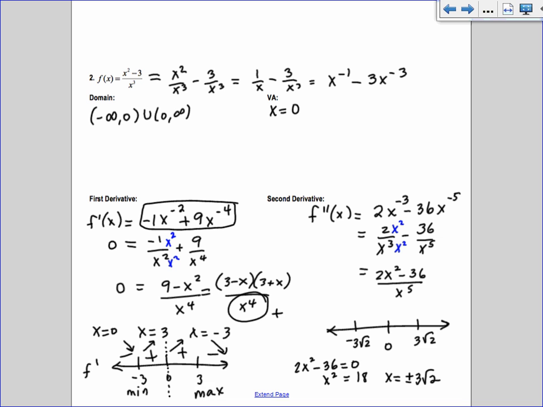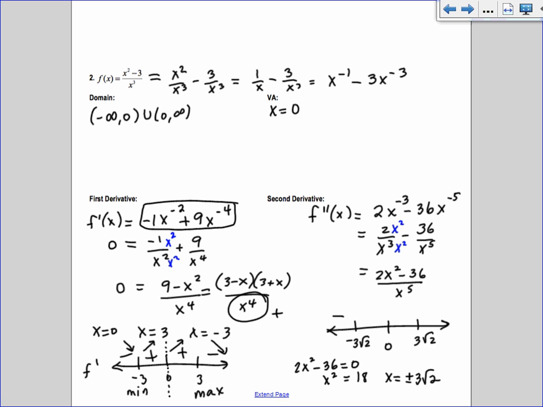Okay, so we need to check in each location. So negative 3 root 2, I don't know, what is that? What's it around? Negative 1.4 times 3, negative 4.2, somewhere around there. So do negative 5. So if I try negative 5, on the top I get 2 times 25 is 50 minus, so I get positive over a negative, so negative.